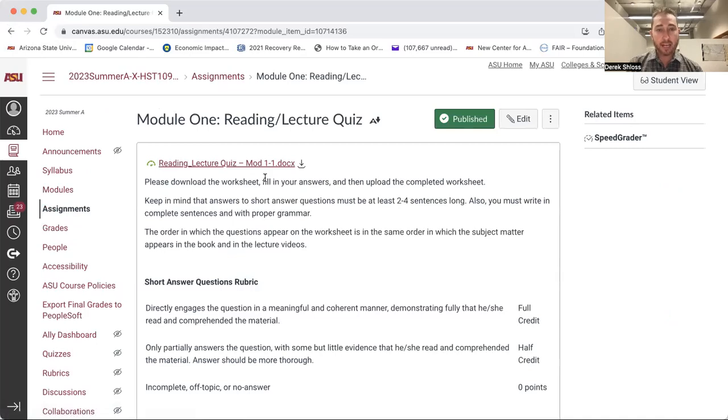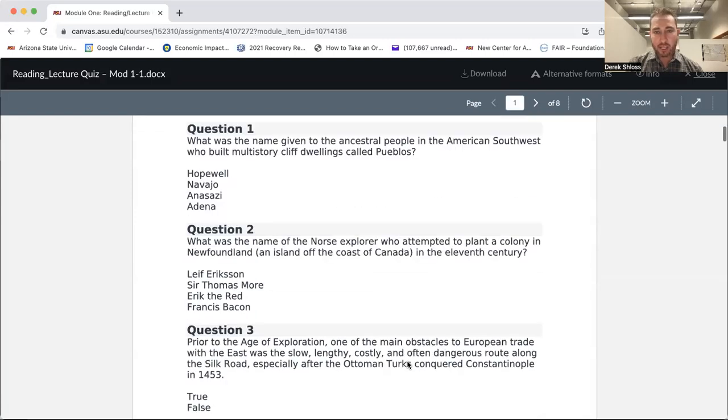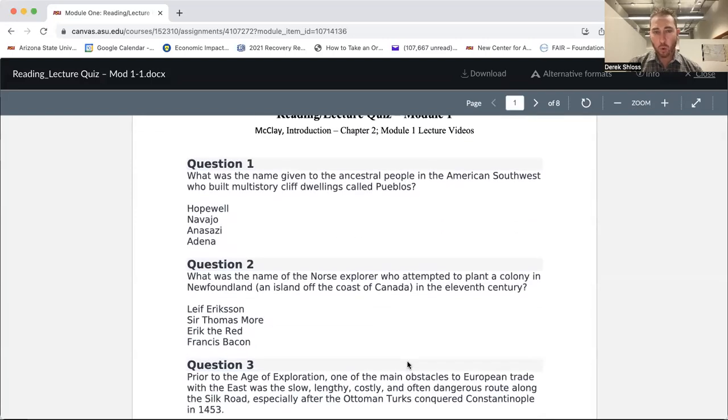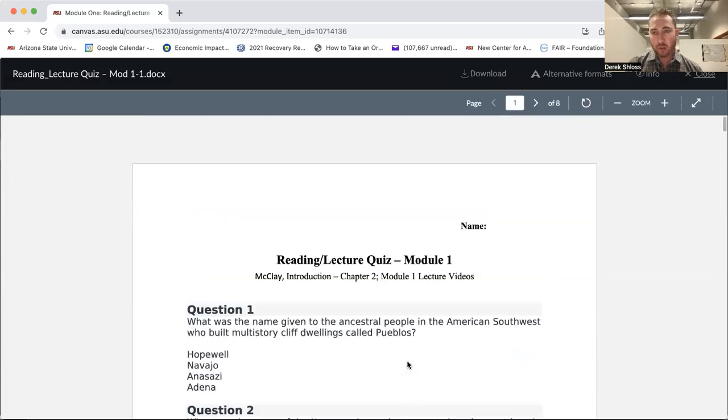So this is the reading/lecture quiz for Module 1. You click on this, and basically, this is your first quiz. It's an open book quiz. And basically, all of the quizzes are going to look like this.